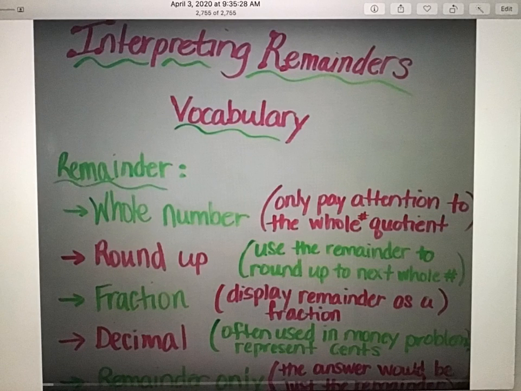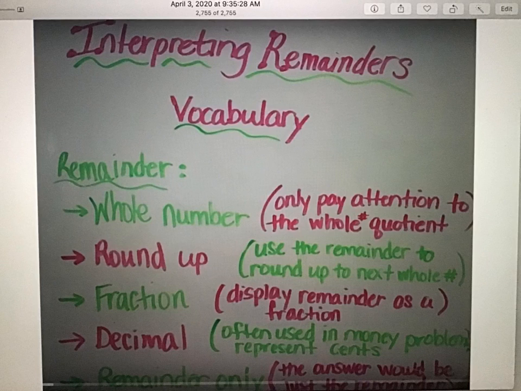So fifth graders, now by watching the 2 videos that have been posted for you, you have learned about 5 different ways that you could interpret a remainder. By paying attention to only the quotient, the whole number. You could add on to your quotient to make sure that everything is included. You could interpret your remainder as a fraction. You could interpret your remainder as a decimal, or sometimes we would just ignore the quotient and our answer then would just be the remainder.